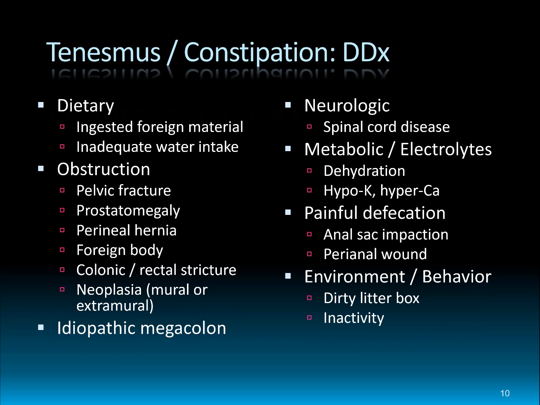Same story with constipation or tenesmus. Again, many of these are directly affecting the colon, but some of them are a secondary bystander. Again, you have dietary problems. You can have obstruction from inside or outside, whether that's pelvic fracture or the prostate or a foreign object, neurologic disease. So again, a lot of these diseases are certainly affecting the colon, but may not represent a primary disease of the colon.